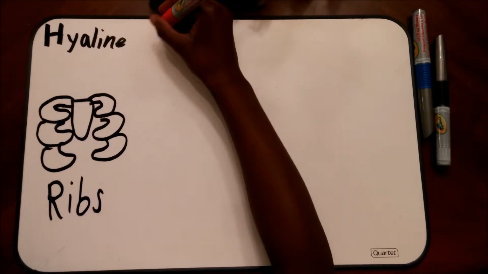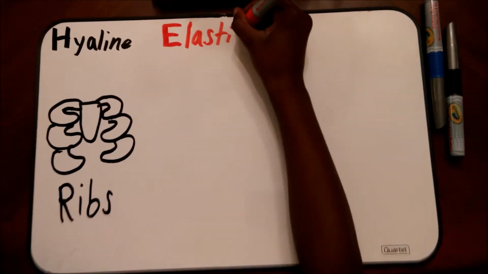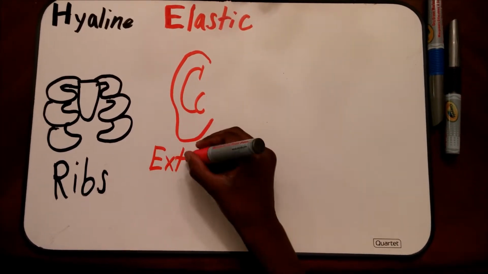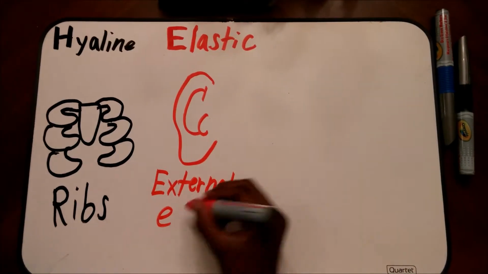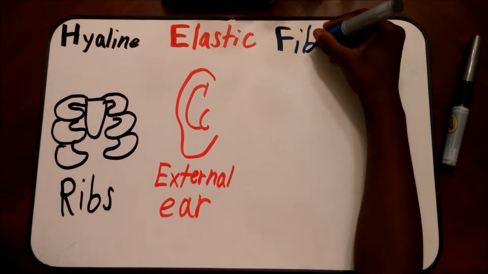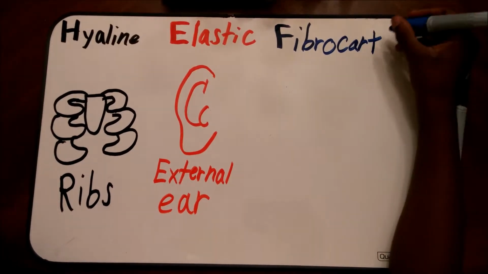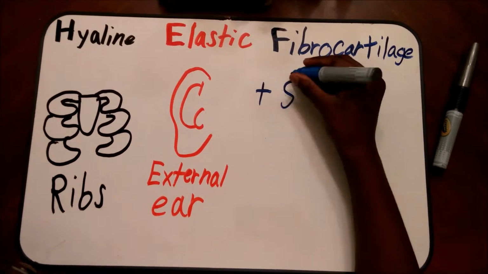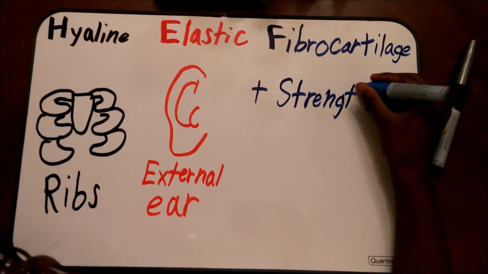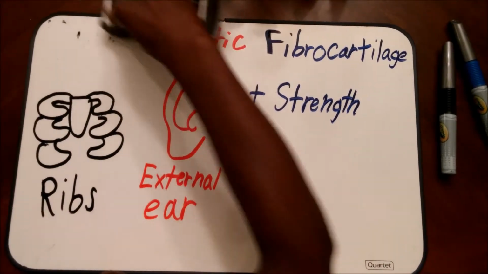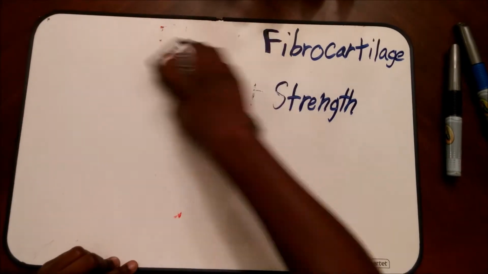The body also contains elastic cartilage, which has most of the same functions of hyaline cartilage, but it's comprised of elastic fibers. This can be found in the structure of the external ear and the epiglottis. That's my favorite kind of glottis. Lastly, the third type of cartilage is the fibrocartilage, which is cartilage created with collagen fibers. This allows it to have greater tensile strength than elastic and hyaline cartilage.